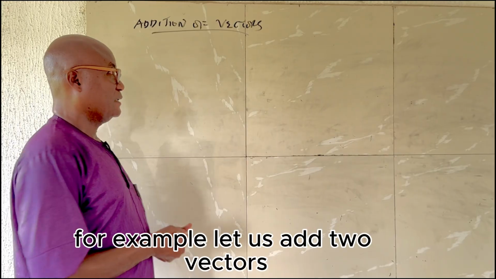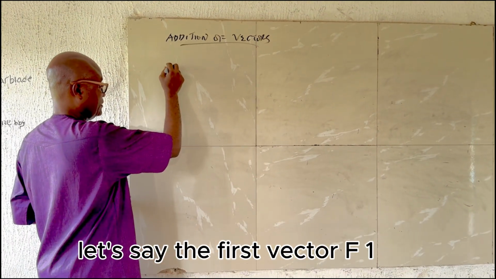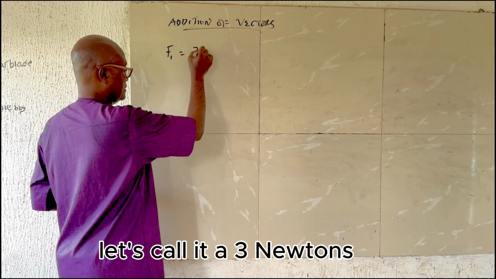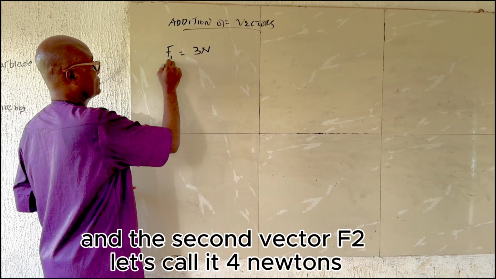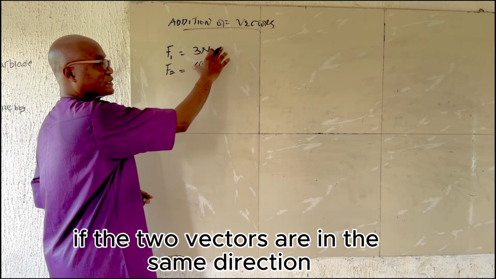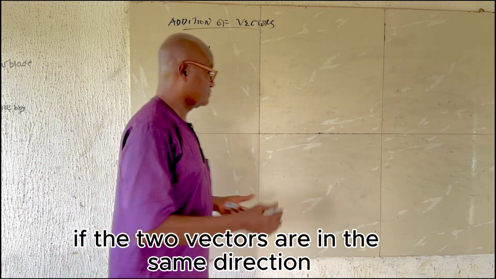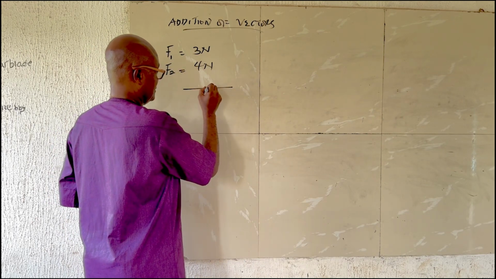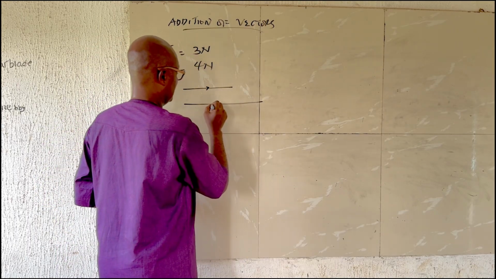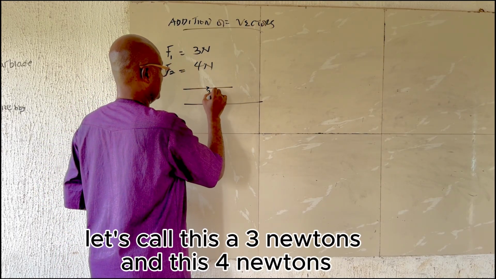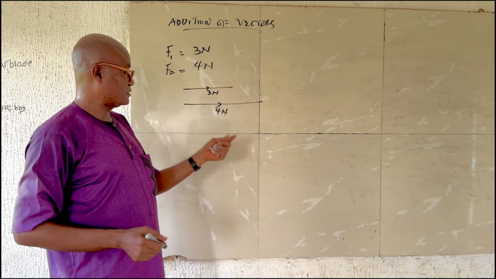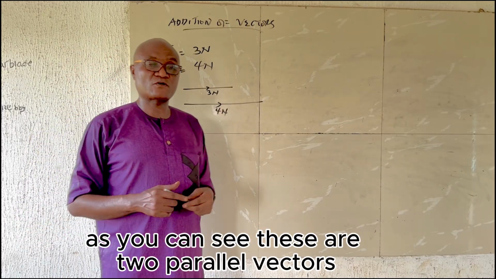For example, let us have two vectors. Let's say the first vector, F1, that's the first force. Force is a vector. Let's call it 3 newtons. And the second vector, F2, let's call it 4 newtons. Now, if the two vectors are in the same direction, this is going like this, 3 newtons. The other one is going like this, 4 newtons. Note that the 4 newtons force is longer than 3 newtons. As you can see, these are two parallel vectors moving in the same direction.